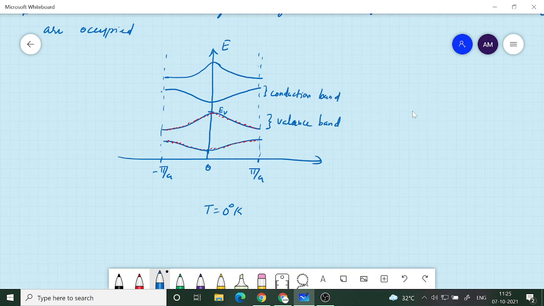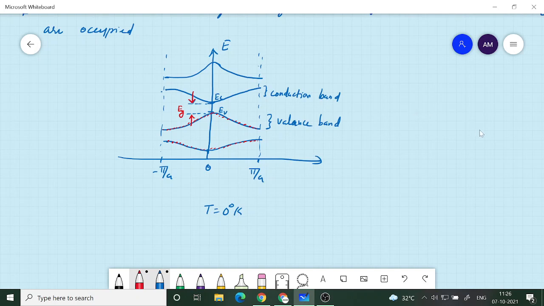Okay, so in a particular material that we are considering, we have all the states in the valence band occupied and none of the states in the conduction band occupied. If this is the way electrons are filled up in a given band structure, then it depends upon the spacing between EC and EV. This difference is what we call the energy gap, EG.